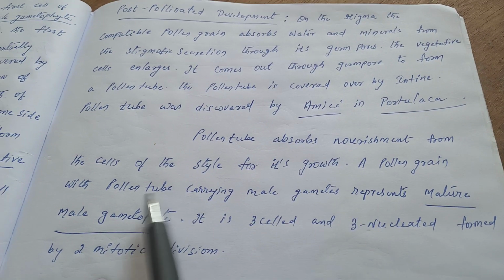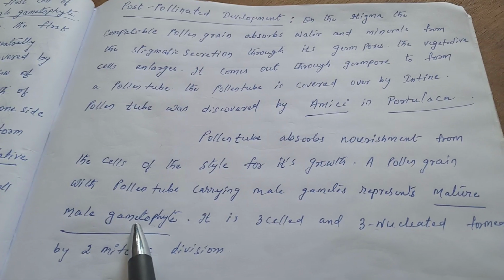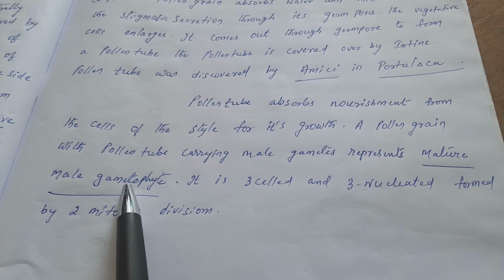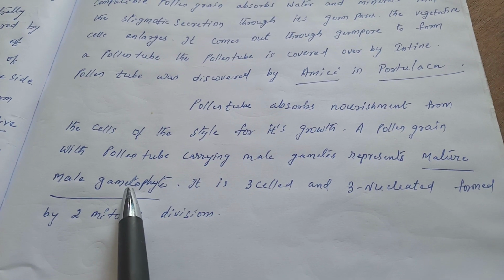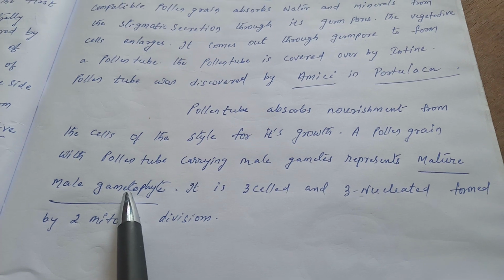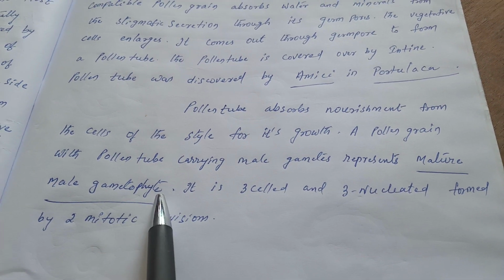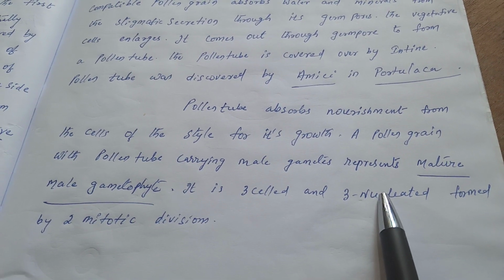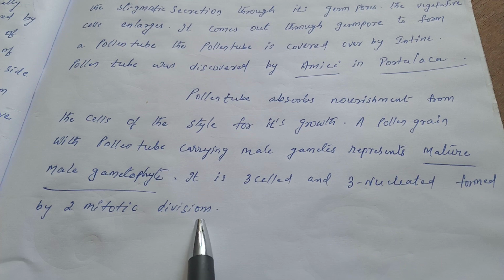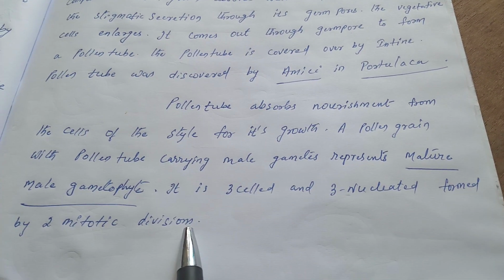A pollen grain with pollen tube carrying male gametes represents matured male gametophyte. So a normal pollen grain is called immature male gametophyte. If the pollen grain produces a pollen tube containing two male gametes, then it is said to be matured male gametophyte. So matured male gametophyte is three-celled and three-nucleated. It is due to two mitotic divisions. So this is the development of male gametophyte.